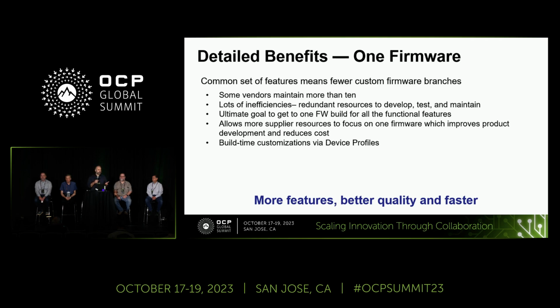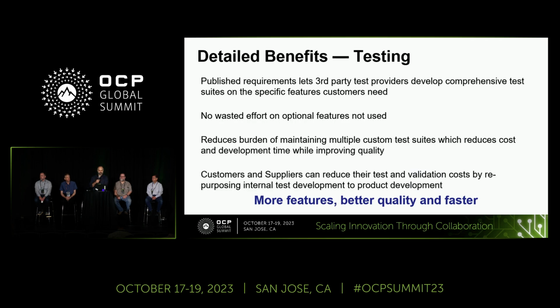But we still allow things to be customized somewhat through our build time customizations in our device profiles section. So if one of us needs something like a 4K block size versus a 512 byte, we still have one firmware for that, but that can be at build time, that can be shipped out as a specific customization or profile. And again, this all leads to more features, better quality, and faster time to market.